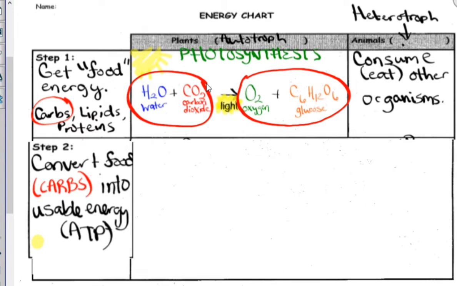Okay, what side is this? Okay, remember that's your reactant side. This is your product side. What's the purpose? And what organelle? Chloroplast.